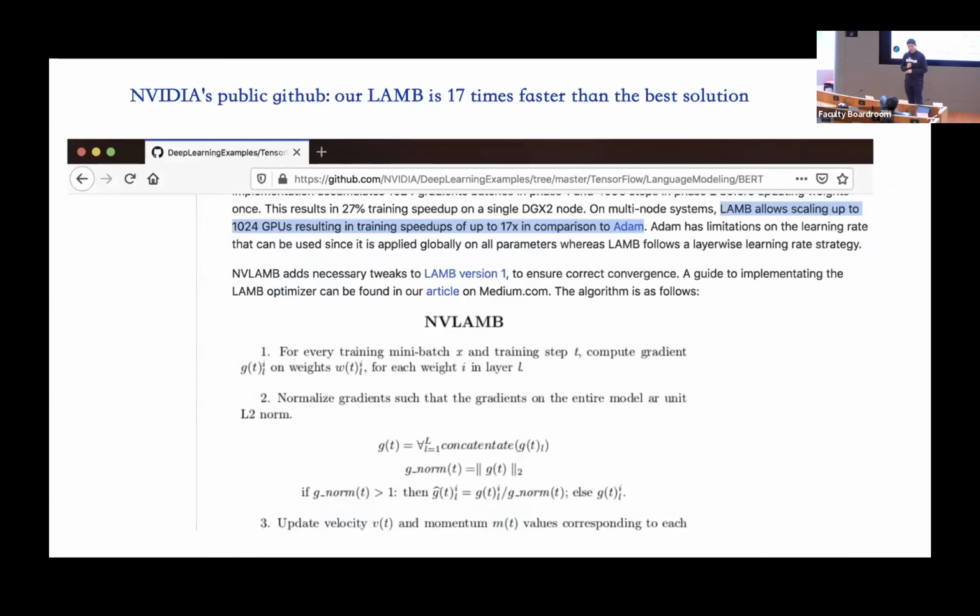This is a screenshot of NVIDIA's public GitHub, right? According to NVIDIA, the LAMB optimizer can be 17 times faster than Adam, right? You see, that's not my GitHub. That's NVIDIA's GitHub. So it can be very efficient, up to 17 times faster.